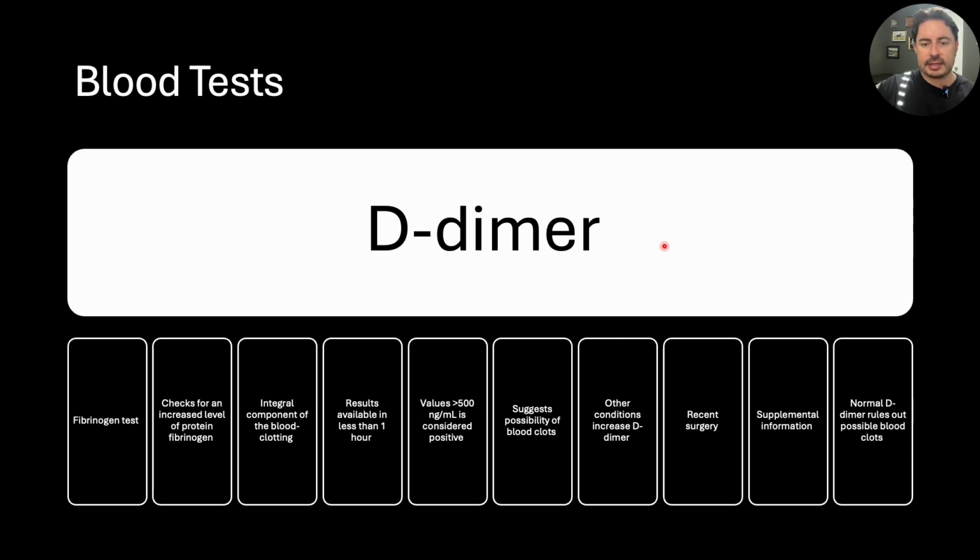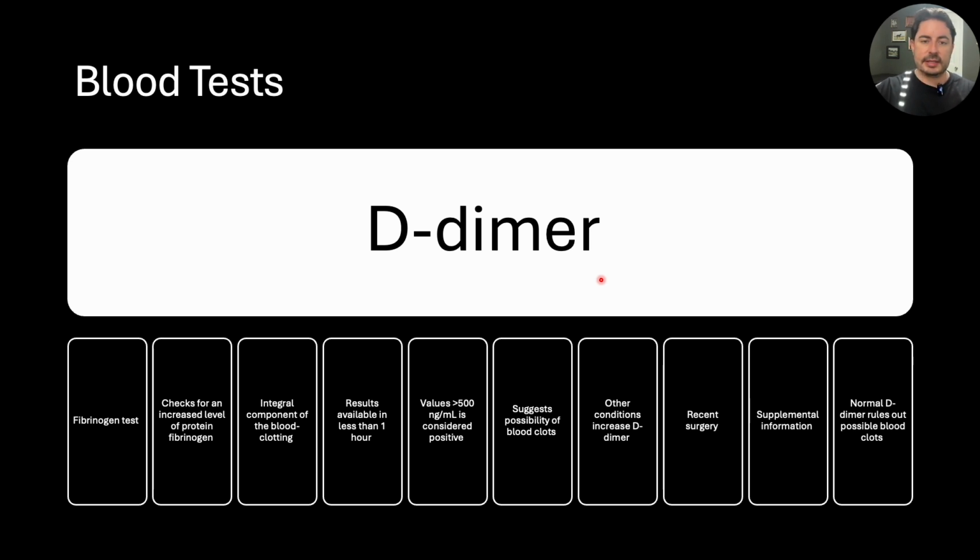The D-dimer test is a test that you will do or you will recommend for a patient who you suspect of having a pulmonary embolism. So when we look at this, this is a fibrinogen test, and it checks for an increased level of protein fibrinogen. It's an integral component of the blood clotting system and that whole factor that goes into clotting. And you can get these results relatively quickly. It's less than an hour that you can do this.